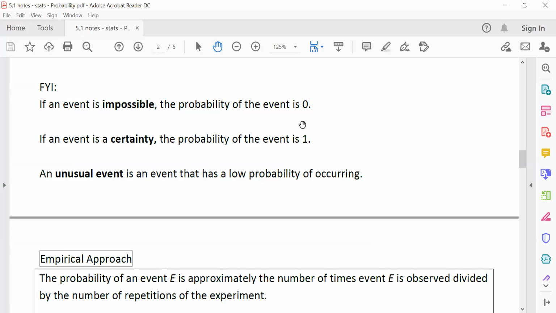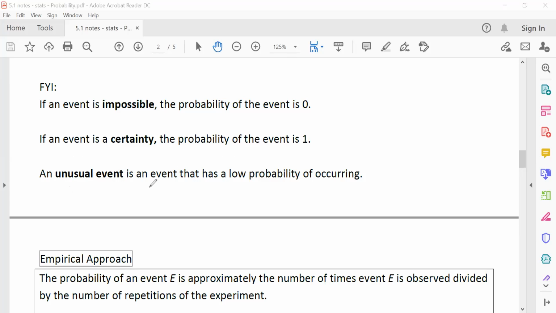If an event is guaranteed to happen, it's got a probability of 1. And then what we'll do is we'll call an event unusual if it has a low probability of occurring. It's still possible. It could rain frogs today, if you've ever seen the movie Magnolia. Or on my drive home, I could run into snow. It's theoretically possible, it's just a very low chance of happening.